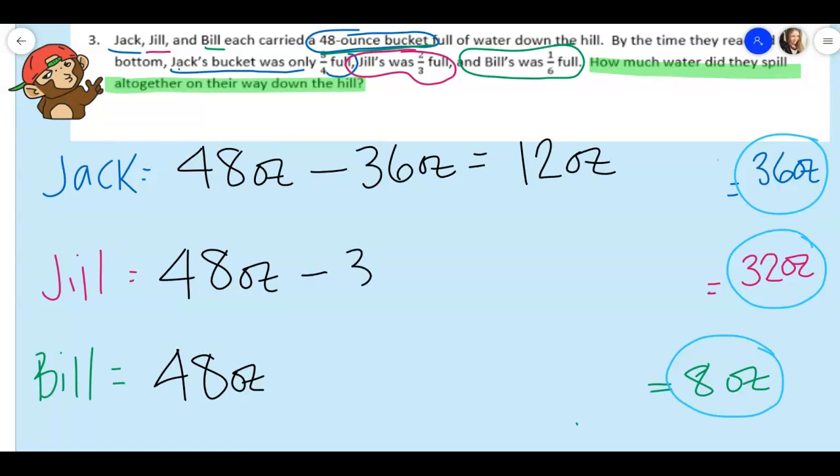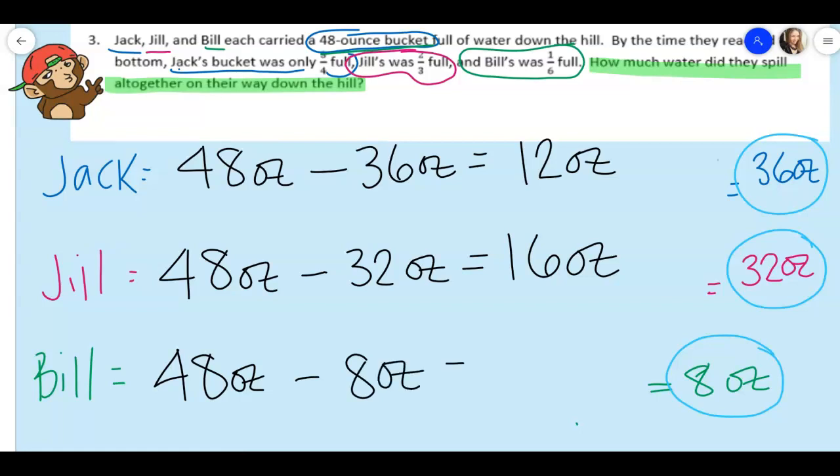Now Jill had 48. When she got to the bottom, she had 32 ounces left over. So to find the difference, we'll take 32 from 48, and we see that she spilled 16 ounces on the way down. And our friend Bill, he had 48 ounces. He came back with 8 ounces, so that means he lost a total of 40 ounces on the way down.